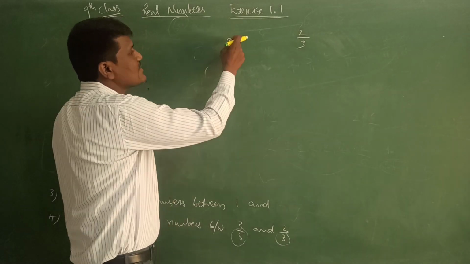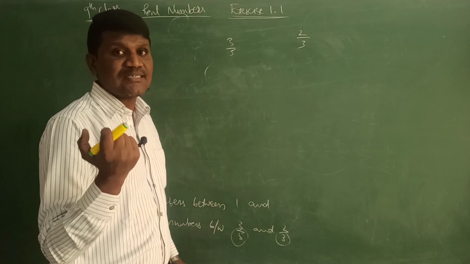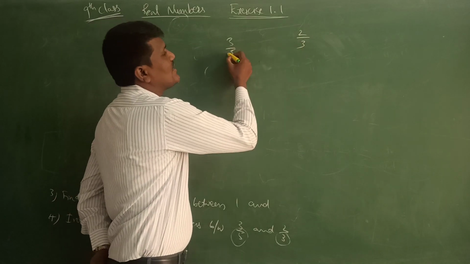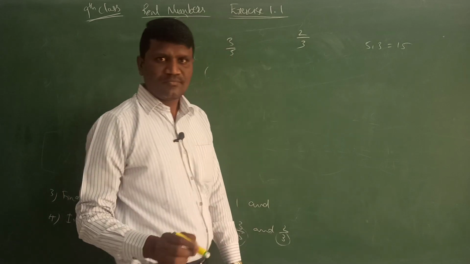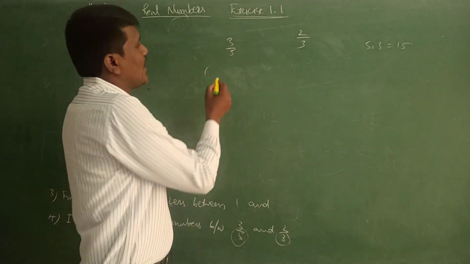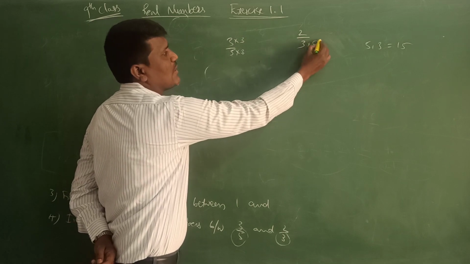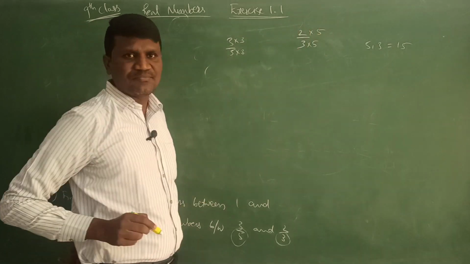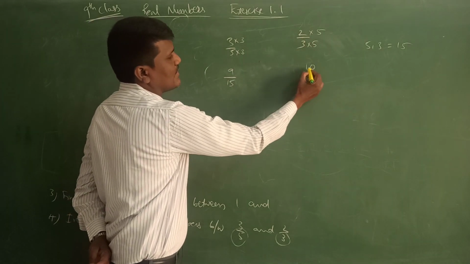So we have 3 by 5 and 2 by 3. I should make these into like fractions. To make like fractions, what should we do? LCM of 5 and 3 is 15, right? So I should multiply by 3, multiply by 3, multiply by 5, multiply by 5. So this is 9 by 15 and this is 10 by 15.